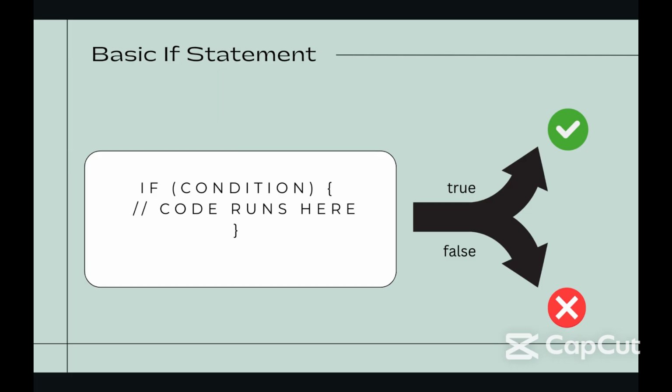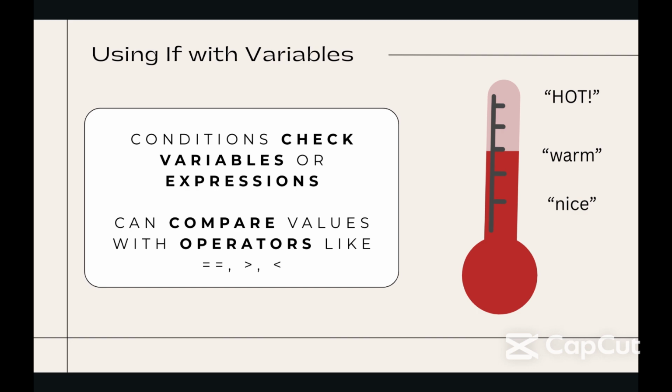Now, let's look at the basic format. You write if, then the condition in parentheses, and the code inside curly braces. If the condition is true, the code inside the curly braces will run. You can also use if statements to check variables or expressions, like if a number is bigger than another. You can use comparison operators like equals, greater than, or less than to ask those questions.